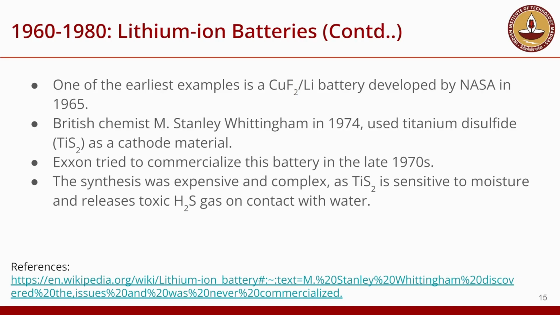The breakthrough that produced the earliest form of the modern lithium-ion battery was made by M. Stanley Whittingham in 1974, who used titanium disulfide as a cathode, which has a layered structure that can trap lithium ions. Exxon tried to commercialize this battery in the 1970s, but found it to be expensive and complex to synthesize. Titanium sulfide is sensitive to moisture and releases toxic hydrogen sulfide gas when in contact with water.